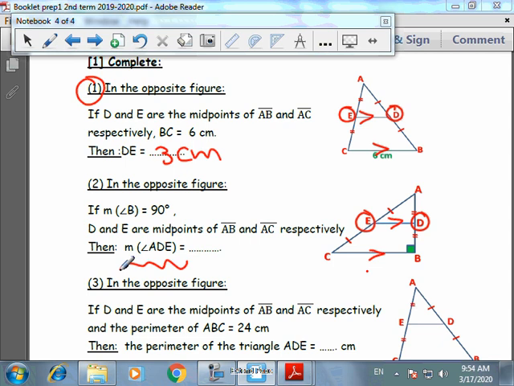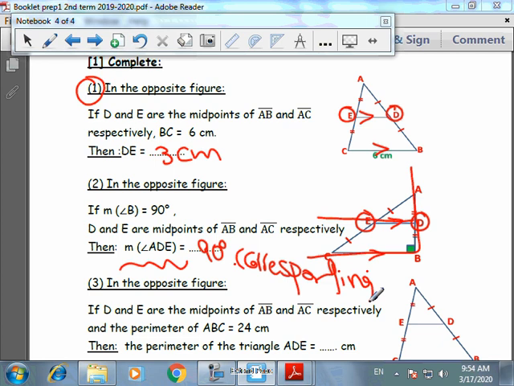Let's remember together the parallelism in the first term. If I have two parallel lines making the letter F, we call them corresponding. So DE is parallel to BC, which makes the measure of angle ADE also 90 degrees because they are corresponding angles. As we said, they make the letter F. Corresponding.